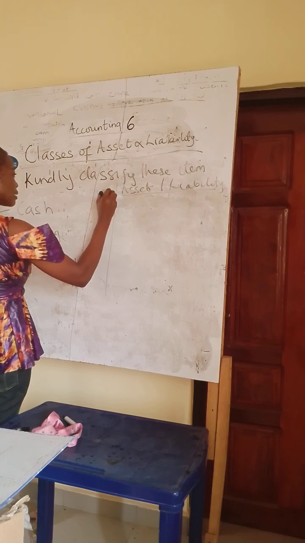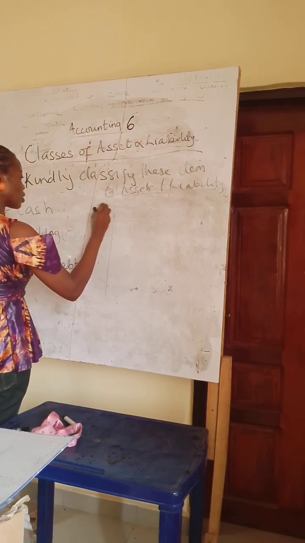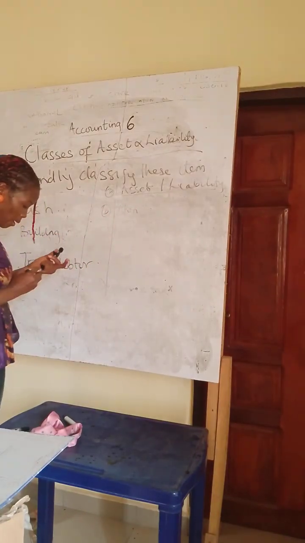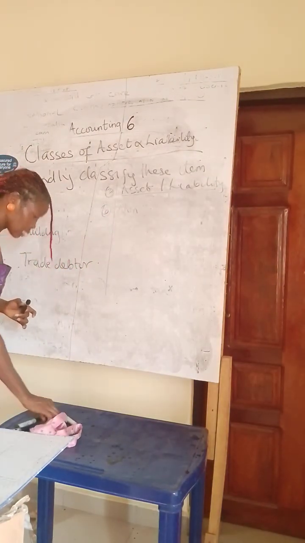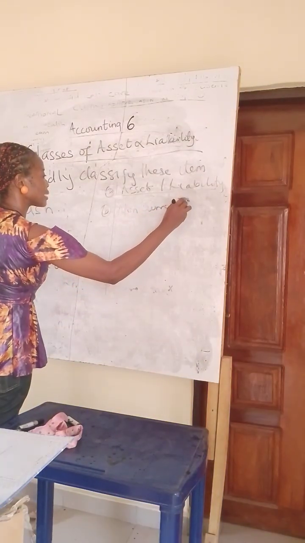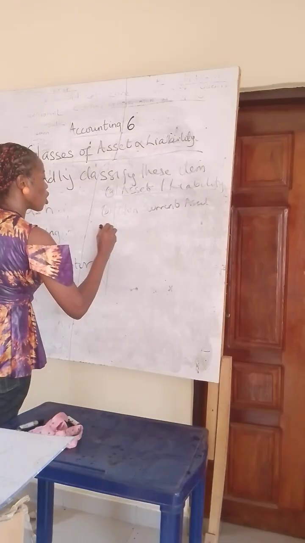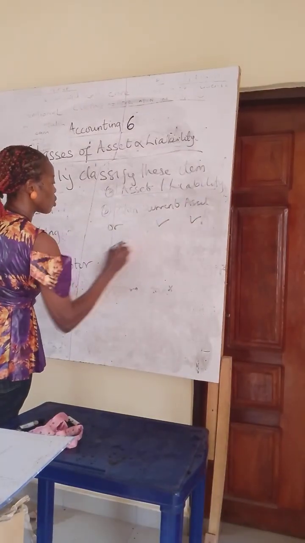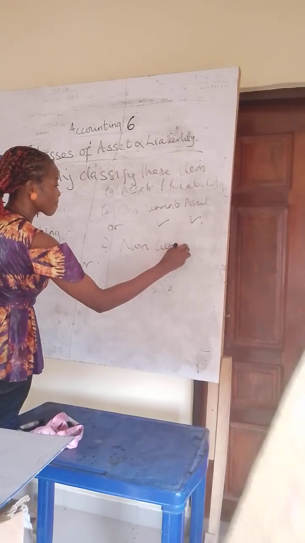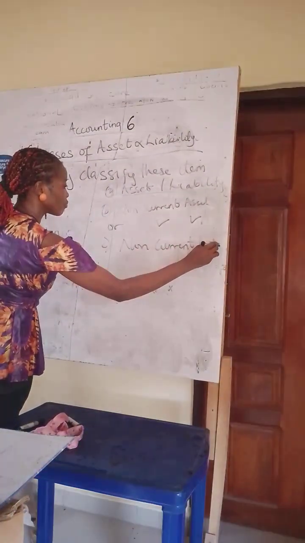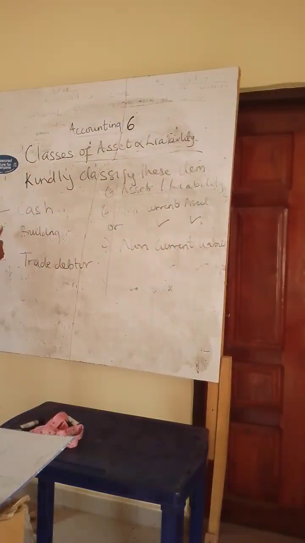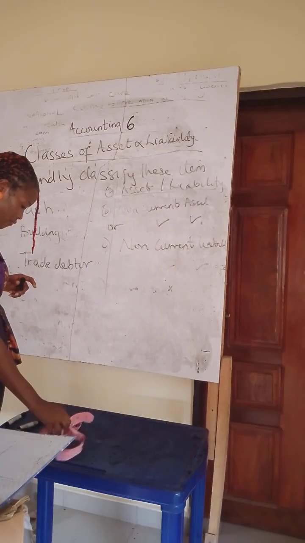So you've answered. This is question A. Is it asset or liability? Now is it a non-current asset or current asset? Or is it non-current liability or current liability? So these are the three scenarios, and you would help me figure it out.